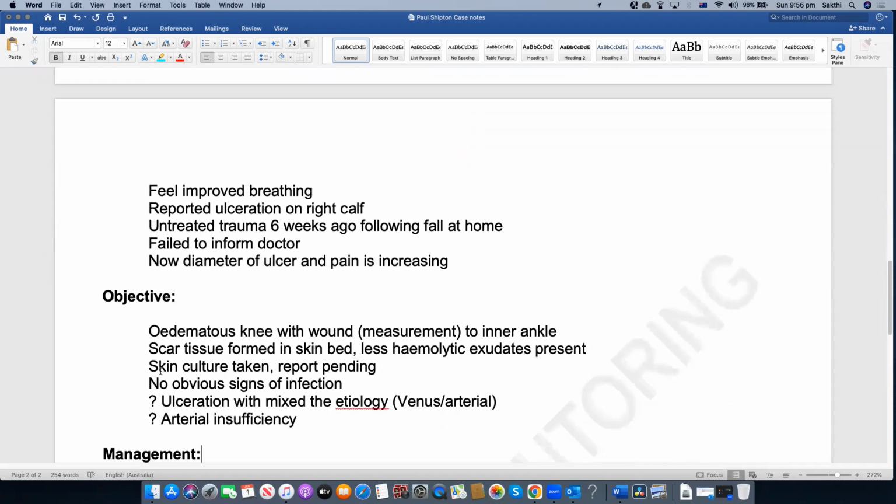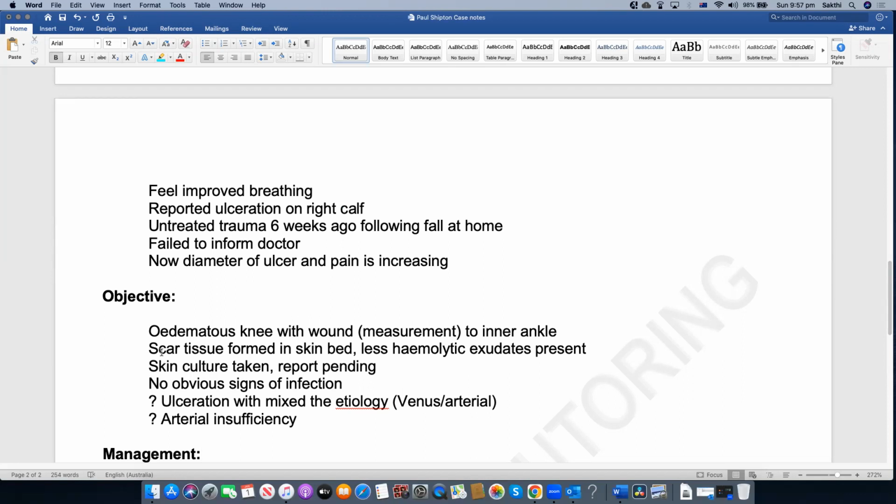Let's read from there. Oedematous knee with wound measurement to inner ankle. So what do you guys think? What about this case note? Is that going to be a bit important or not? Sir, it is important. Okay, so we can include that.